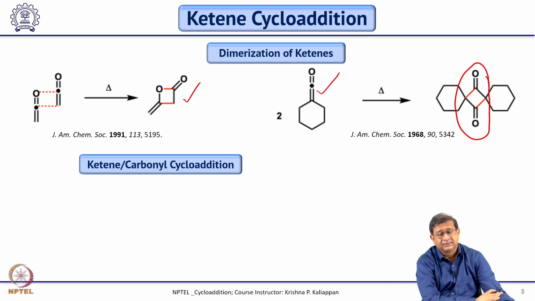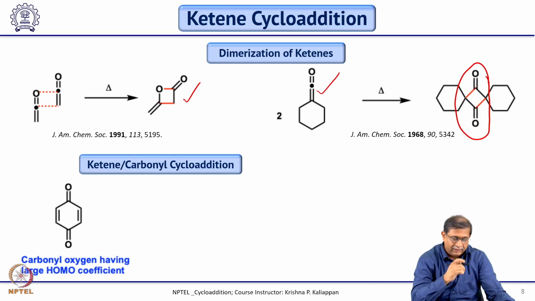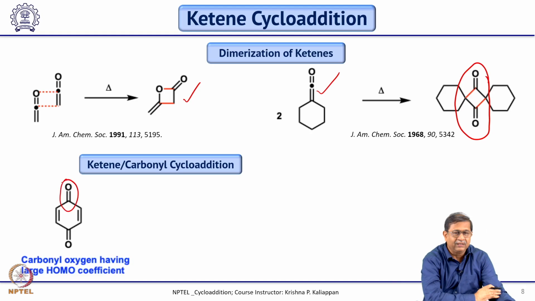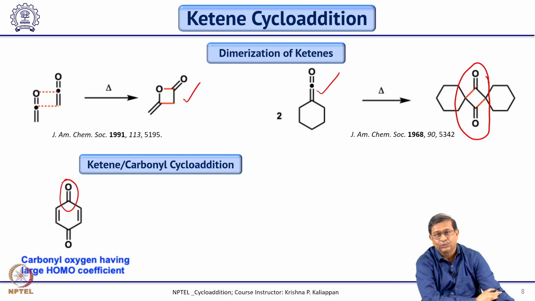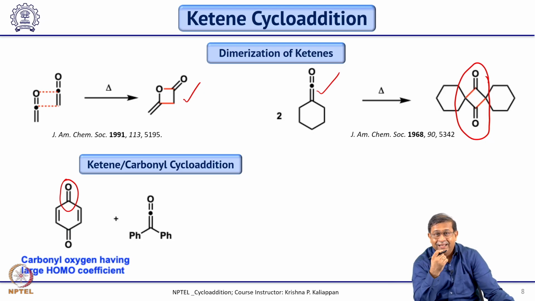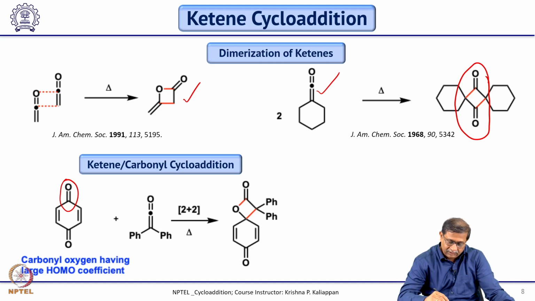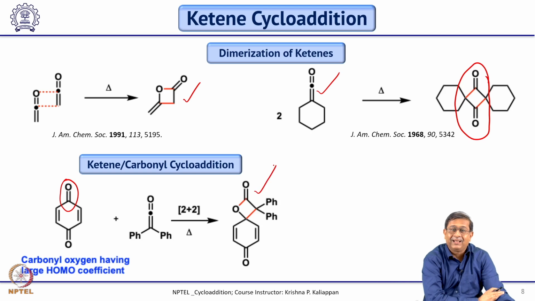And sometimes a ketene can undergo 2+2 cycloaddition with a carbonyl group. For example, if you take benzoquinone or substituted benzoquinone, you will see this carbonyl oxygen has the highest HOMO coefficient. That means if you take benzoquinone or substituted benzoquinone and treat it with a ketene, it will undergo a 2+2 reaction between the ketene double bond and the carbonyl oxygen to give this 4-membered lactone.